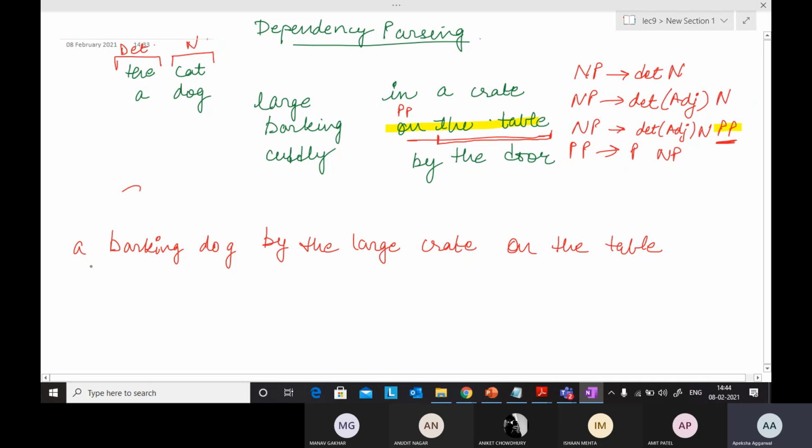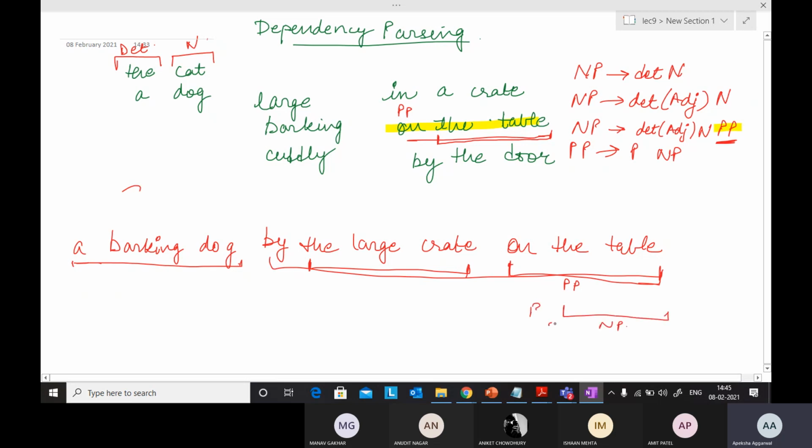Now a barking dog, if you see, this is a determiner, and this whole, we are talking about the dog, so this is a noun phrase. Again, by the large crate, this whole is a preposition phrase, which is further divided into a preposition and a noun phrase. And then this whole noun phrase is further divided into the large crate, which is again a noun phrase, and on the table, which is again a preposition phrase. Now this is again further subdivided into a preposition and a noun phrase, the table, right?